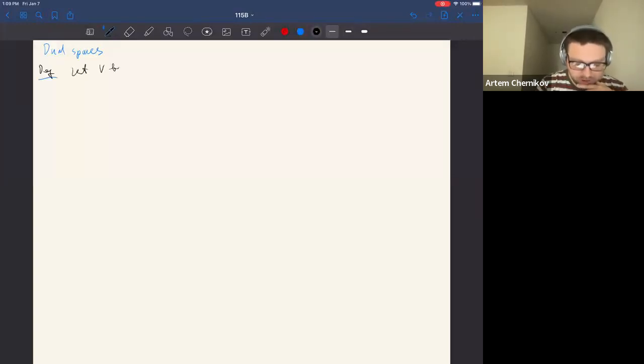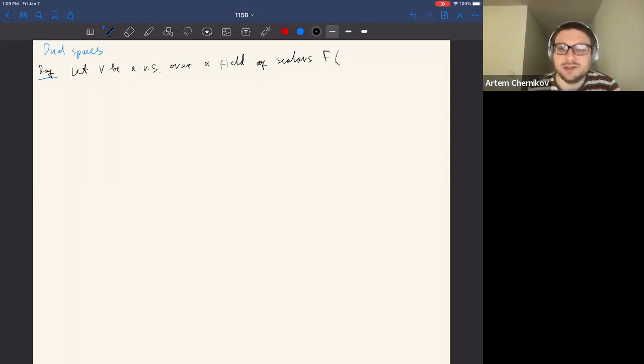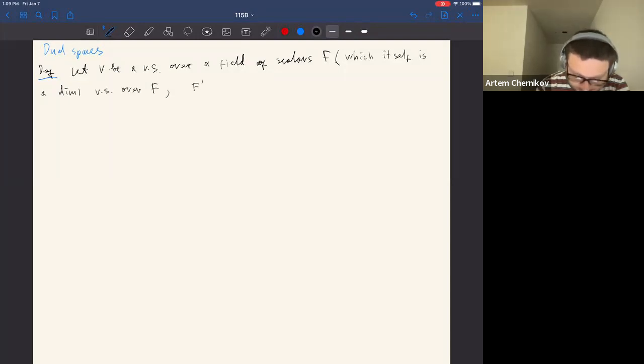So let V be a vector space over a field of scalars F, as usual, yeah? So note, first of all, that F itself can be viewed as a one-dimensional vector space over F. Namely F to the power one.